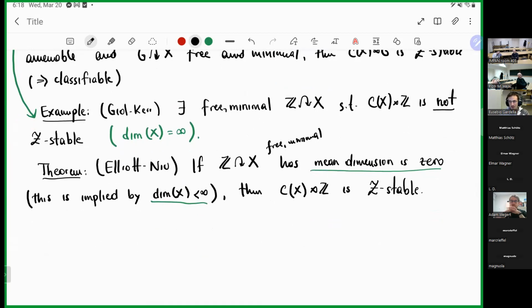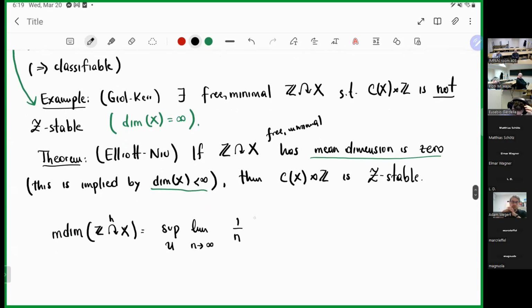I usually work with an equivalent characterization of mean dimension 0. It's easier to state, but it is like this. The mean dimension of an action of Z on, let's call it h, because it's a homeomorphism on a space X, is like this: the supremum over U, which ranges over all the open covers of X, of the limit as n goes to infinity of 1 over n times d, the order, of the following cover: U wedge h of U, wedge h to the n. Perhaps to normalize it's better.